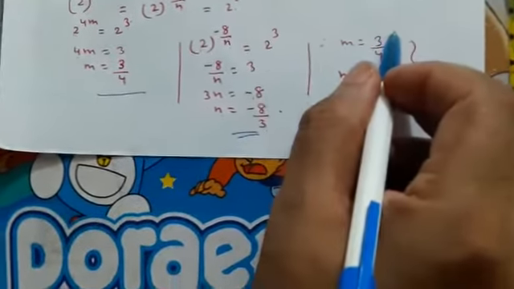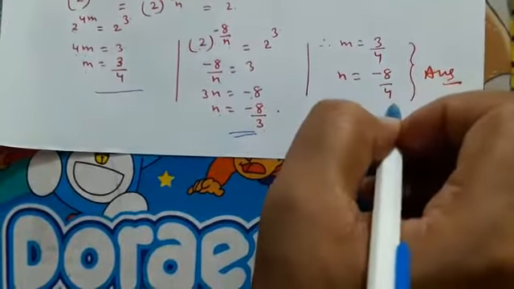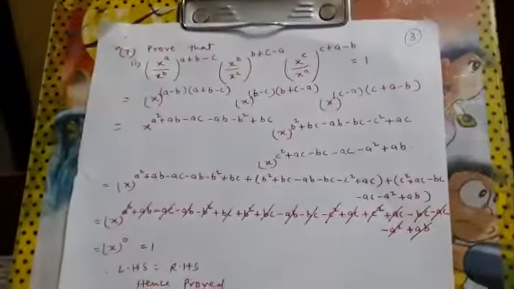So we can say that m is equal to 3 by 4, n is equal to minus 8 by 3. This will be our answer. Let us see the next one.